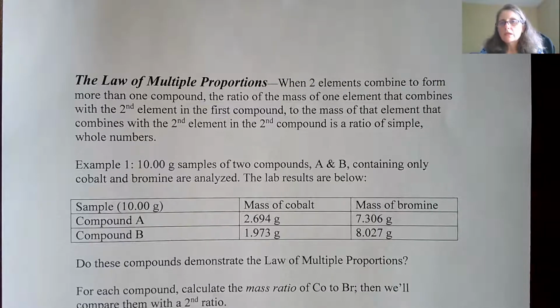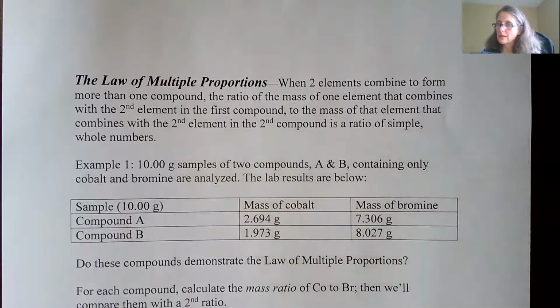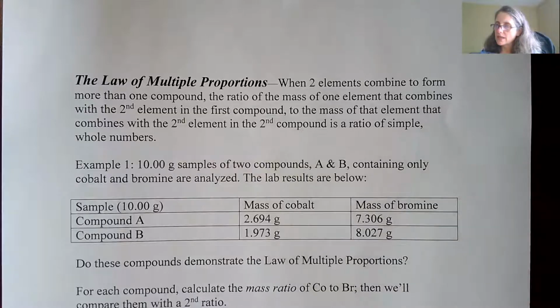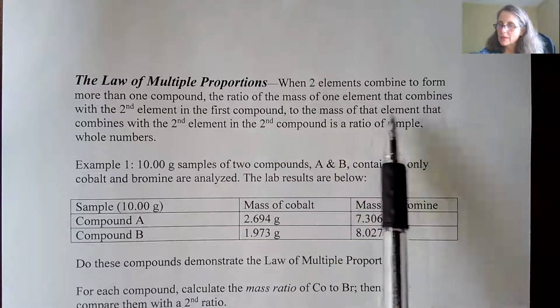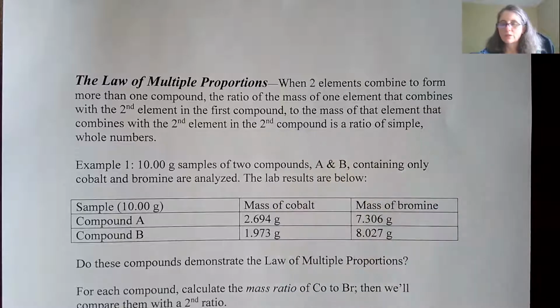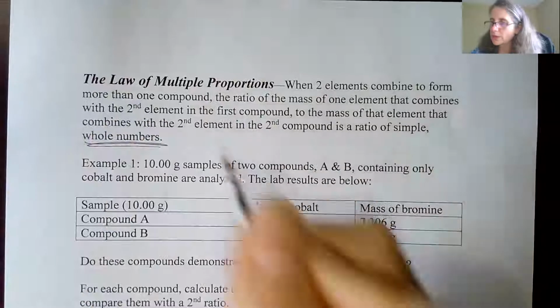So this video is going to be about the law of multiple proportions, and it is different than the law of definite proportions. The law of multiple proportions states: when elements combine to form more than one compound, the ratio of the masses of one element that combines with the second element in the first compound to the mass of the element that combines with the second element in the second compound is a ratio of simple whole numbers. So the key here is the words whole numbers, okay?